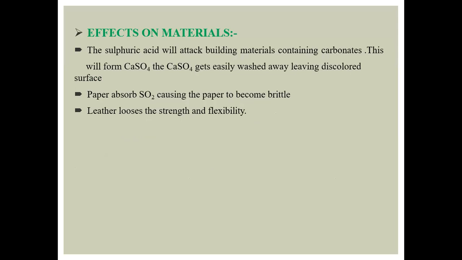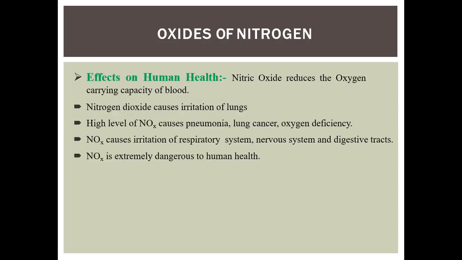Now its effect on materials. Sulfuric acid will attack building materials containing carbonates. This will form CaSO4, which gets easily washed away, leaving a discolored surface. Paper absorbs SO2, causing the paper to become brittle. Leather loses its strength and flexibility.